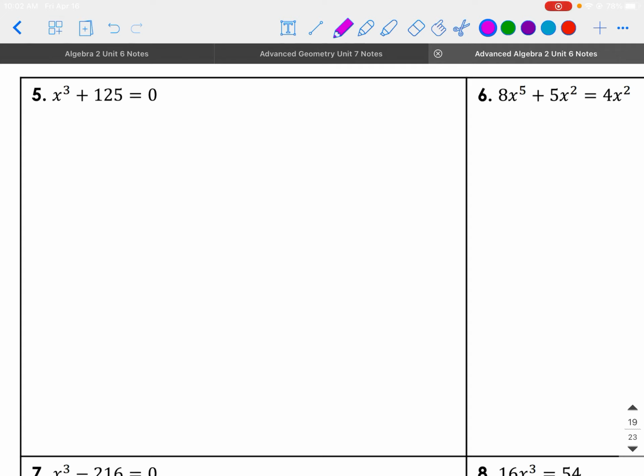All right, number 5. This one does not have a GCF. It's straight up sum of cubes. So the cubed root of x cubed is x. Cubed root of 125 is 5. So when we factor, we get x plus 5. And then in parentheses, we have x squared minus 5x plus 25.